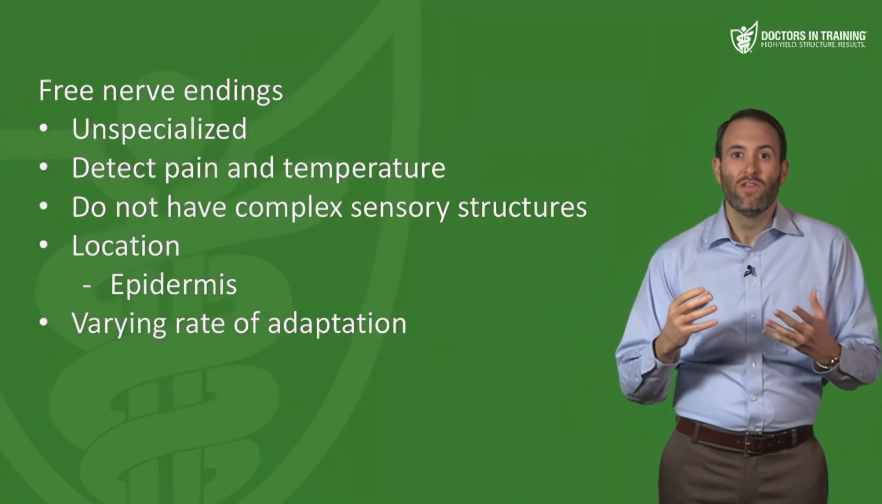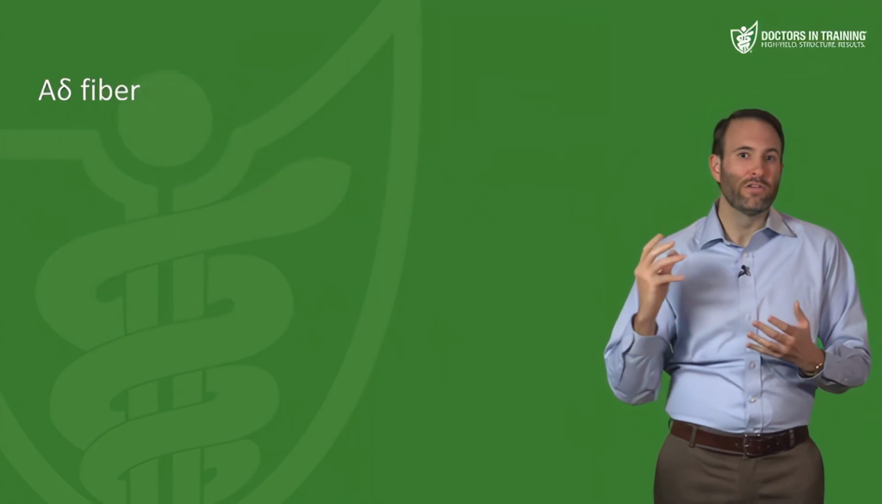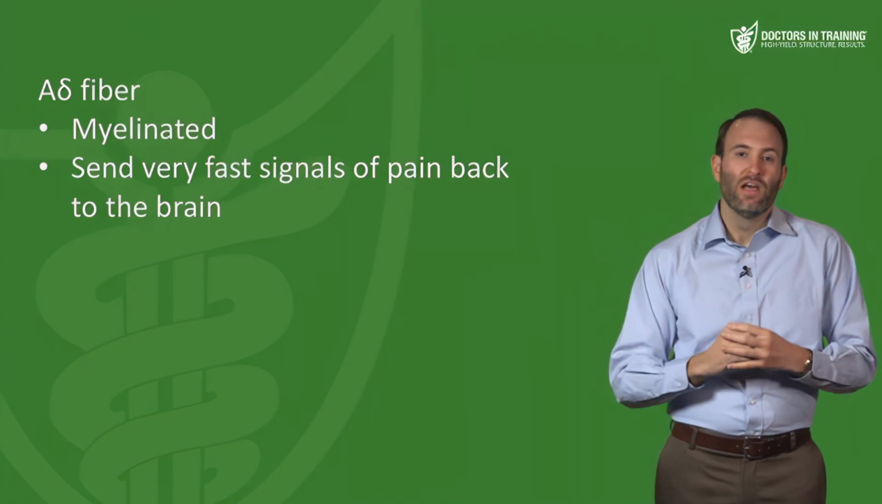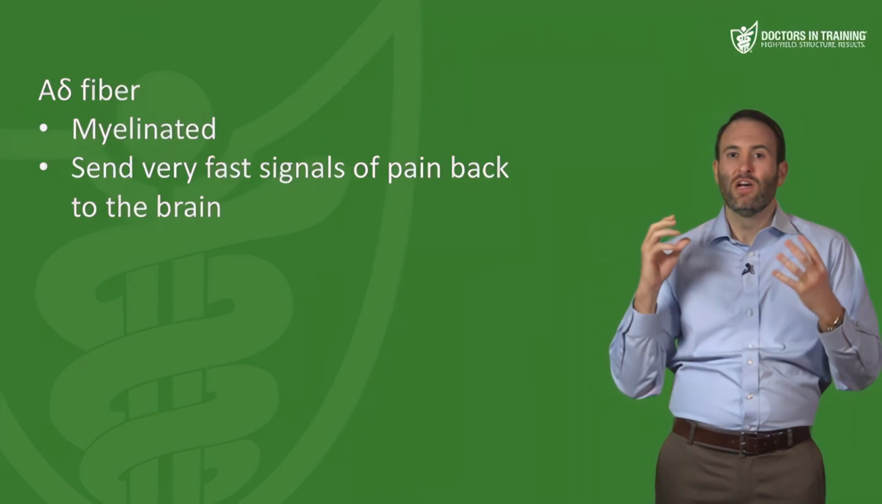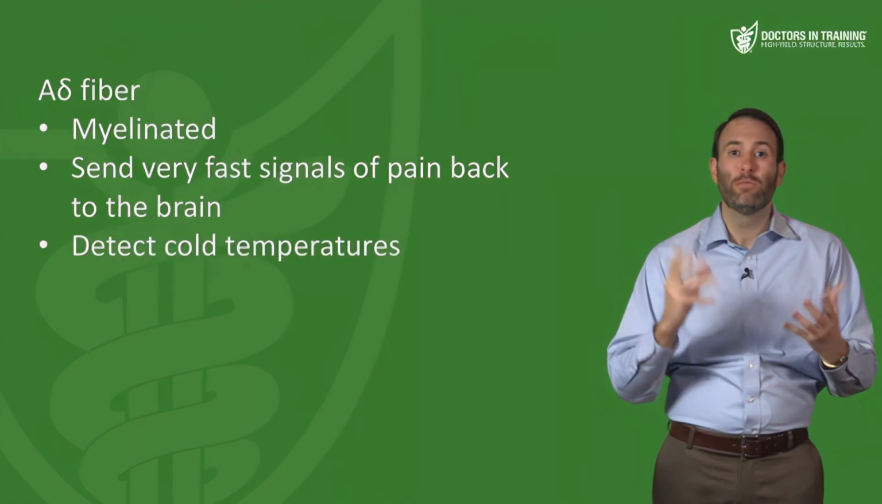fiber attached to them. So there are 2 fibers that I want you to remember. Now, the first one is the A delta fiber. These are myelinated, and they can send very fast, very quick signals of pain back to the brain. So very prickly, very sharp pain, and they're also useful in detecting cold temperatures.